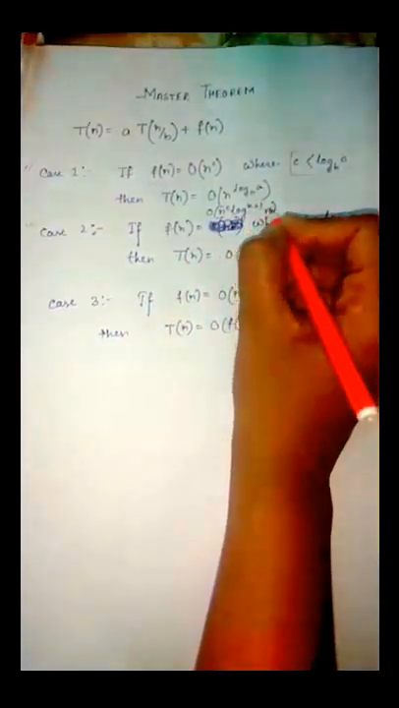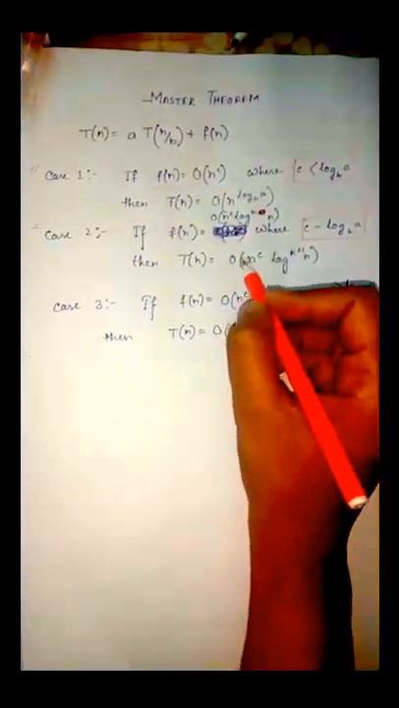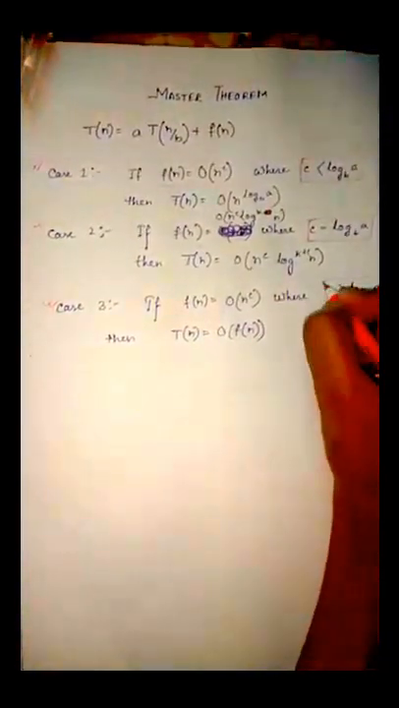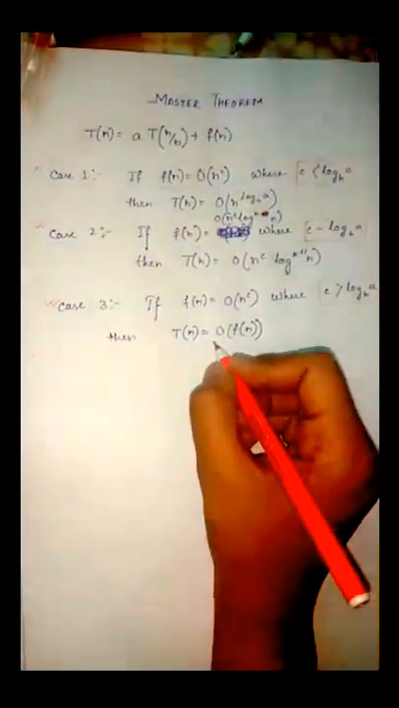where c is equal to log of a base b, then T of n is equal to O of n to the power c log to the power k plus 1 of n. And for case 3, if f of n is equal to big O of n to the power c, where c is greater than log of a base b, then T of n is equal to O of f of n. We have to check these three conditions.